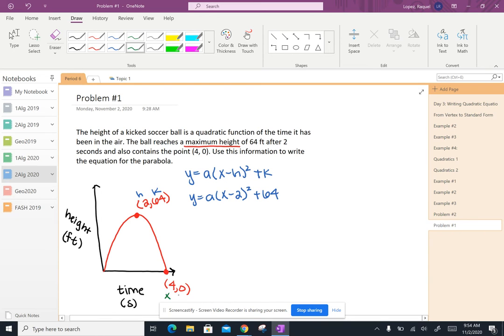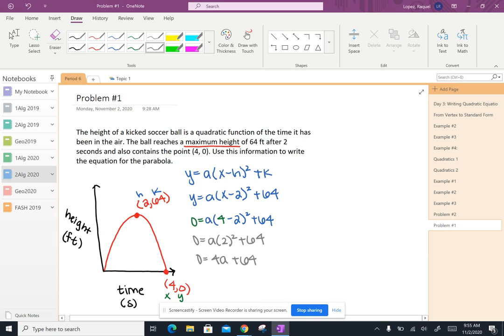So I'm going to plug in 4 in for x and 0 in for y. So I have 0 equals a, I don't know what a is. I'm going to plug in 4 in for x and copy down the rest of the equation. Okay, so now from here, I want to start simplifying and working backwards to help me solve. So then from here, we've got 0 equals a times (4 minus 2), that becomes 2. So we have 0 equals a times 2 squared plus 64. We're going to go ahead and square that 2. So 2 squared is just 4, so I have 4a plus 64.